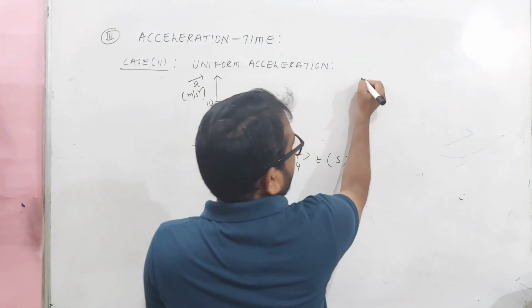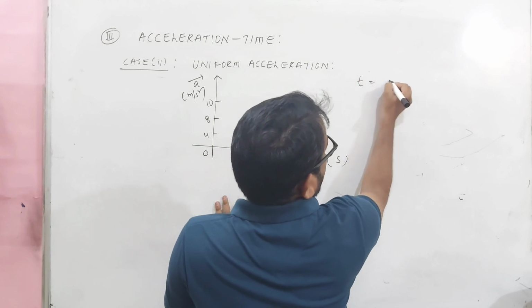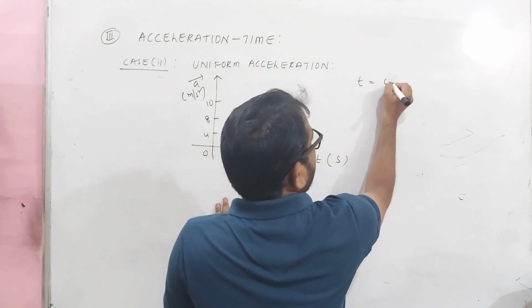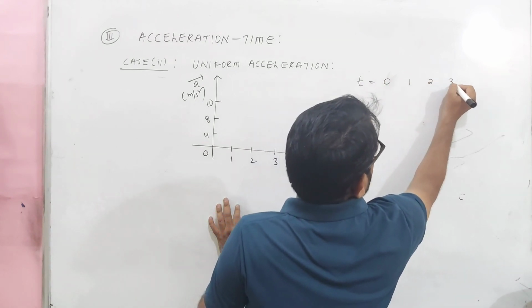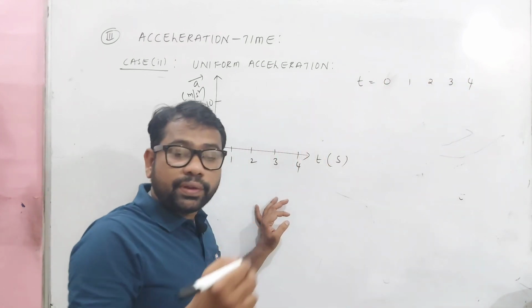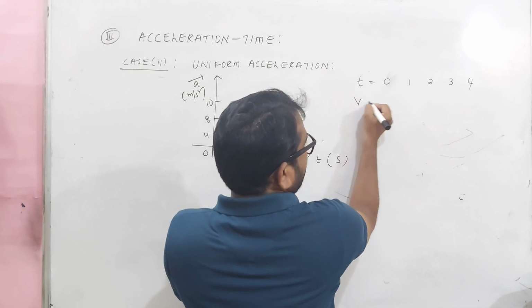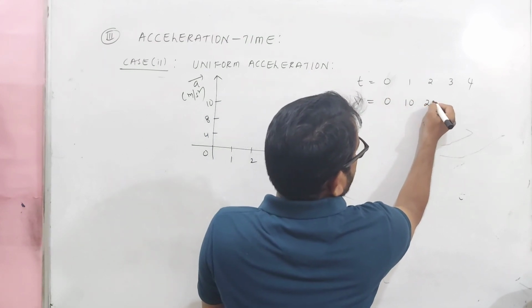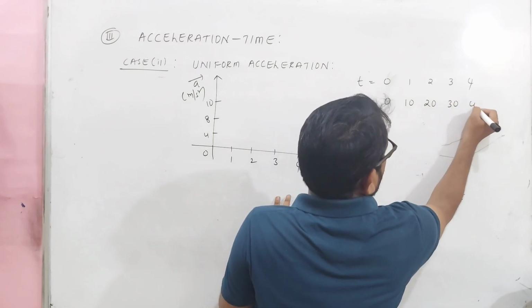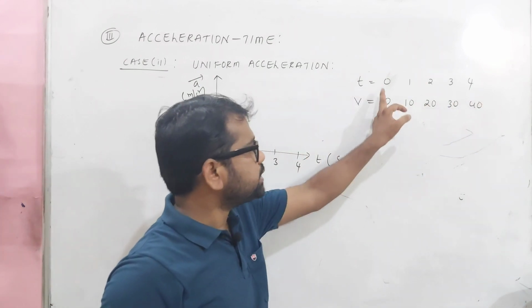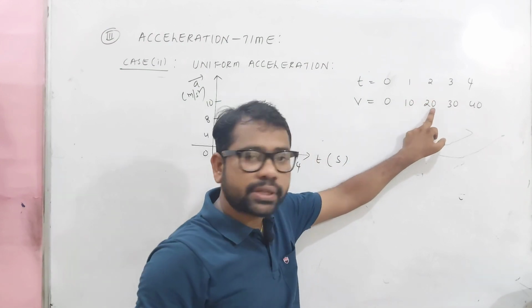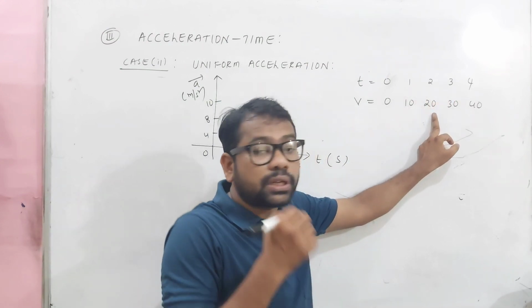Example, children. So here, at time 0, 1, 2, 3, 4. And how will the velocities be? Let us say the velocities are 0, 10, 20, 30 and 40. I mean, after 1 second its velocity is 10 meter per second. After 2 seconds its velocity is 20 meter per second. After 3 seconds its velocity is 30 meter per second.